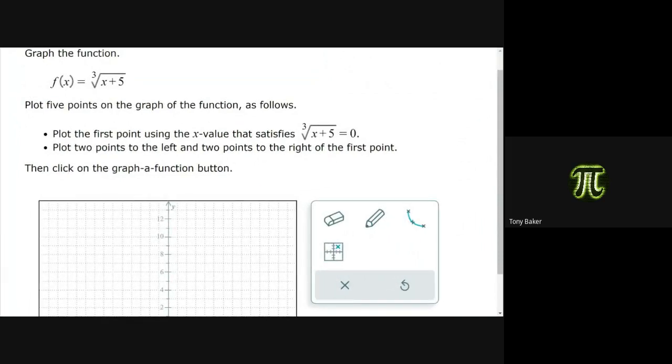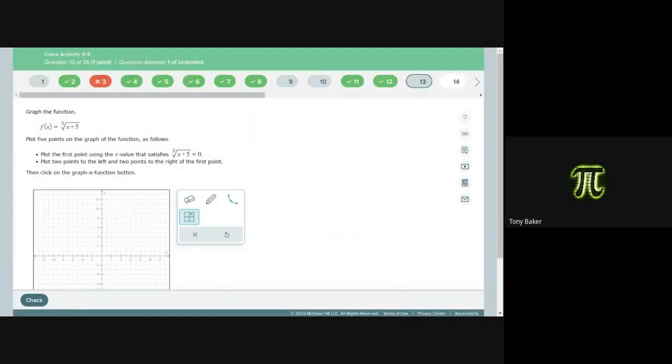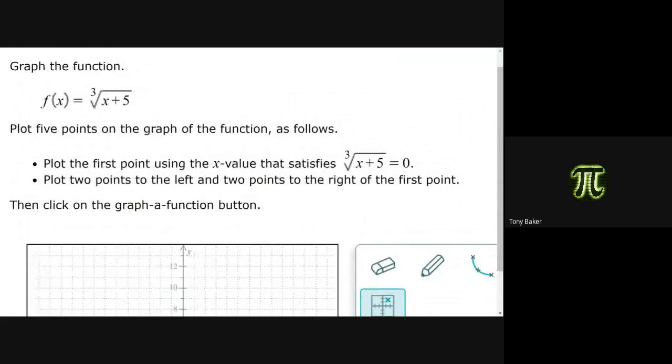What makes a cube root different? What makes it the most different from a square root? Yes, that would be an obvious answer. The more important one, though. Yes, it can be negative. I can do a cube root of a negative number. What's the cube root of negative 8? Negative 2. So I can take the cube root of a negative number. So unlike a square root where I can't have those negative values, on a cube root you can.